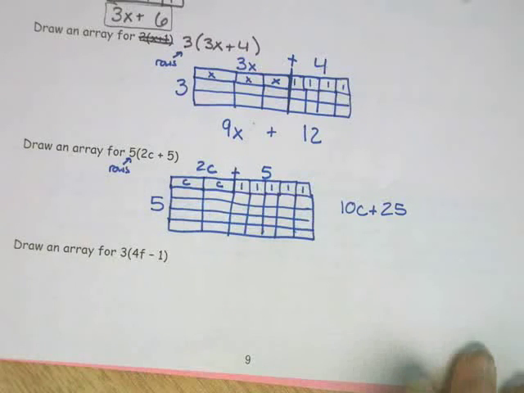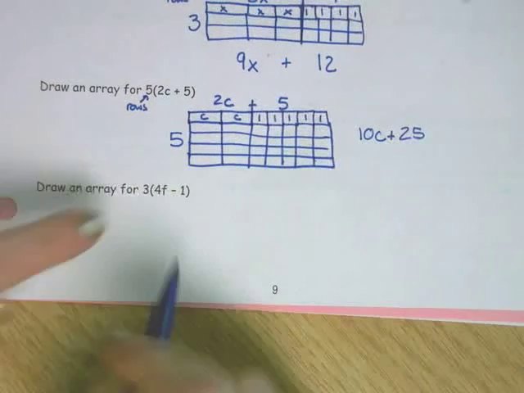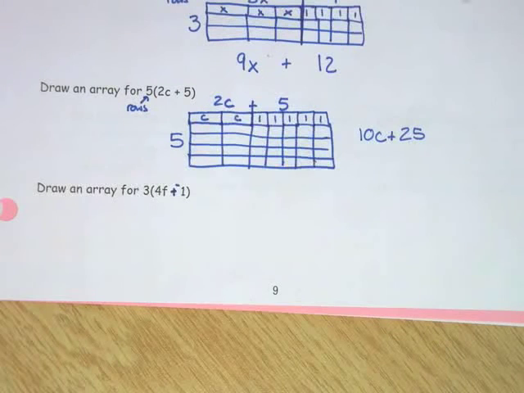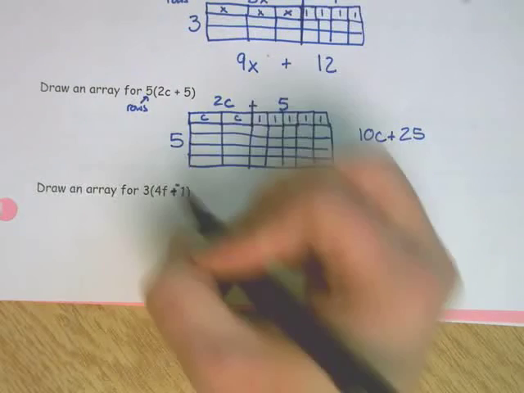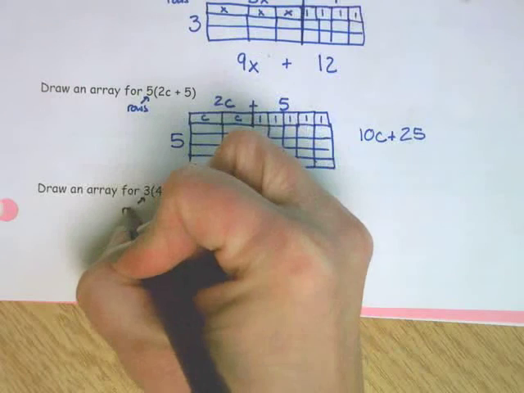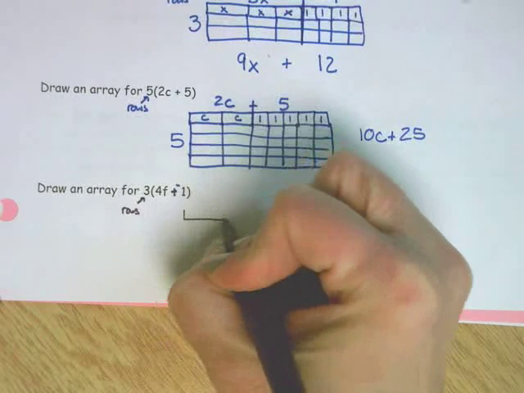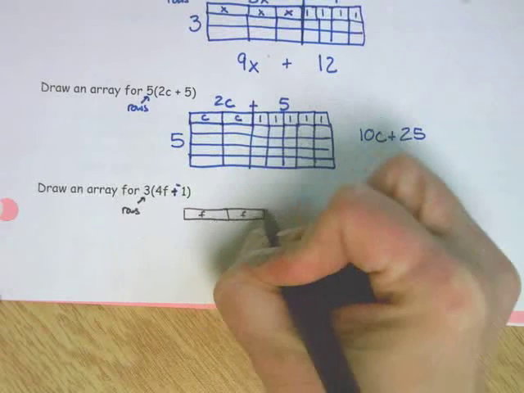Let me just show you one last rectangular array here with negatives on here, because this -1 is really a plus -1. So how would we draw a picture if we had a negative in there? Well, this one's 3, so still 3 rows of 4f plus -1. Here's how I would do that. I'm going to call my f, however long I want that to be. F, there's 4 f's.